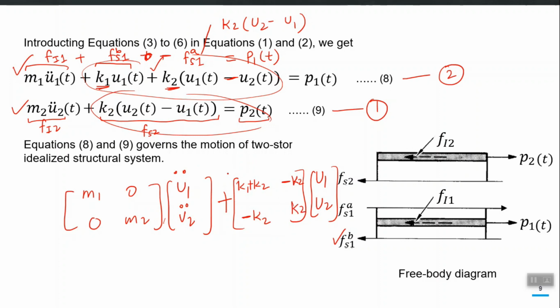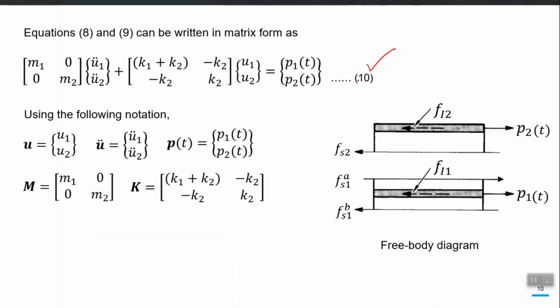So let's call this matrix the k matrix, this matrix the m matrix, this vector the u double dot vector, and this vector the u vector, and this should be equal to p1 and p2. So let's have a new vector here, p1 p2. Let's call this vector the p vector, the vector containing all the applied loadings, right. So we can condense equations 8 and 9 into one matrix equation, which is equation 10. So actually two equations are summarized or combined into one equation.